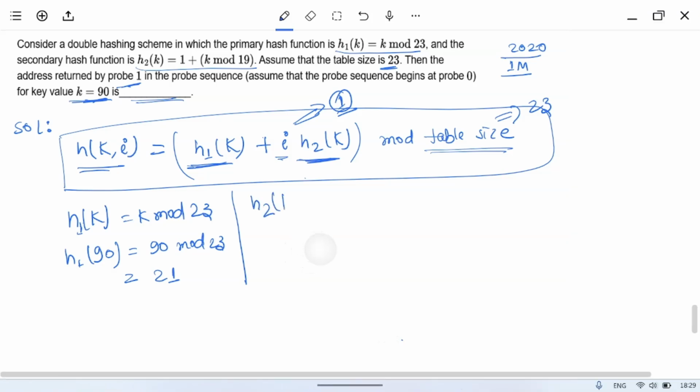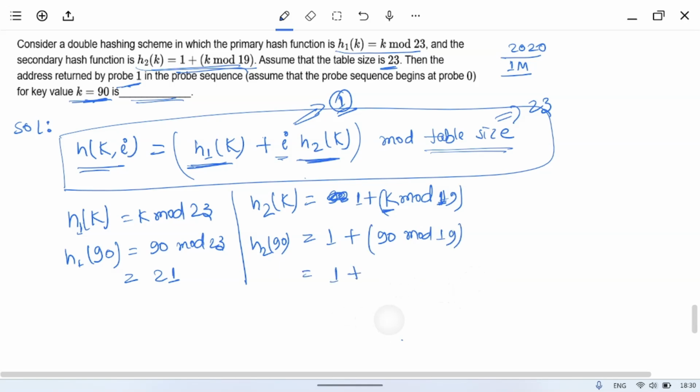Now H2(k) for 90. The H2(k) function is this one: 1 plus k mod 19. Put the value of k as 90: 1 plus 90 mod 19. We get 1 plus 14, that is 15.